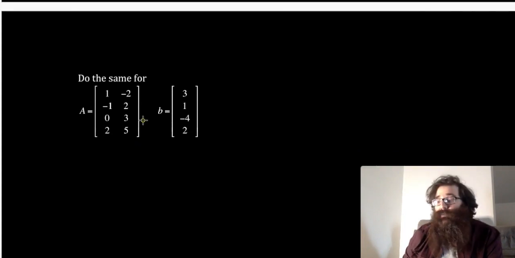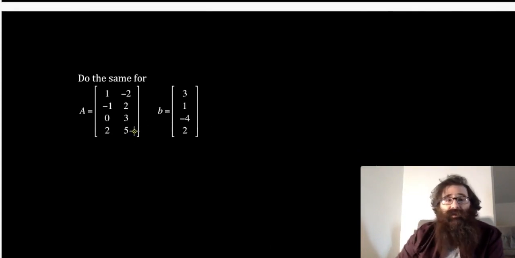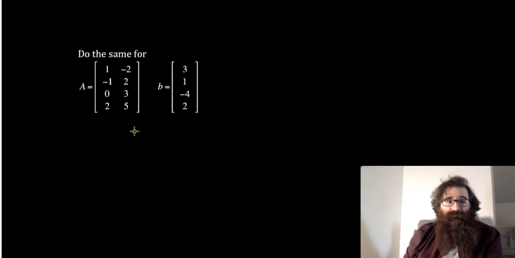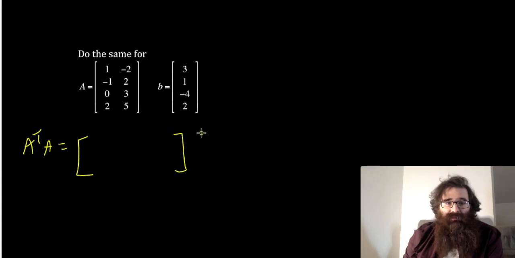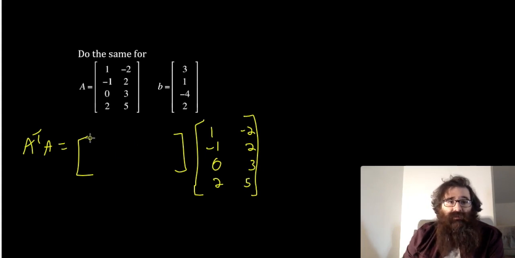So here I have matrix A to start. Let's find A transpose times A. So A transpose times A, I'll have to transpose, and then multiply by the original. The columns are 1, negative 1, 0, 2, and negative 2, 2, 3, 5. Transposing, the columns become rows and vice versa.